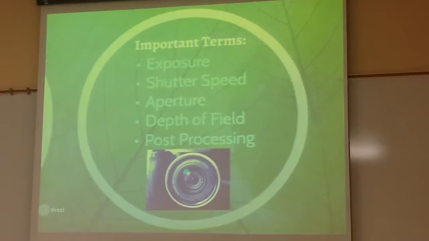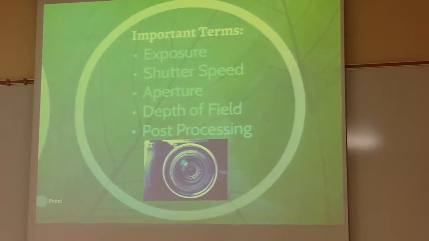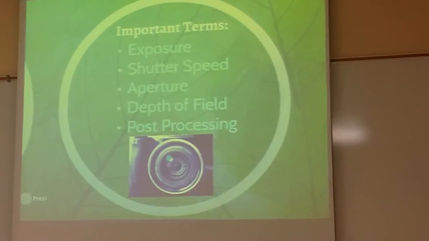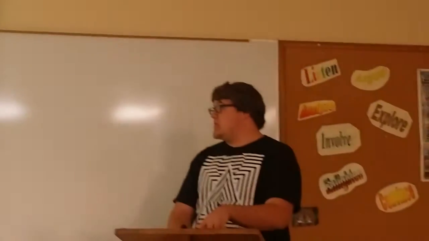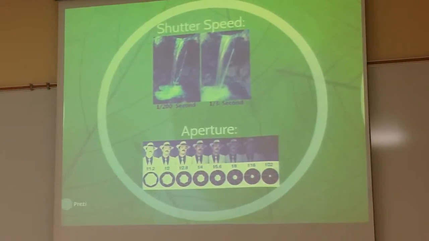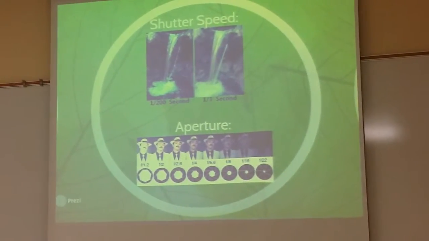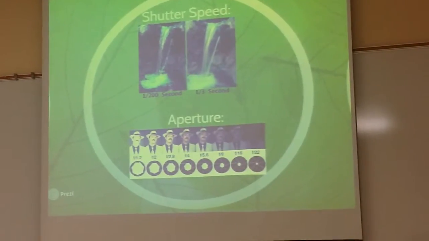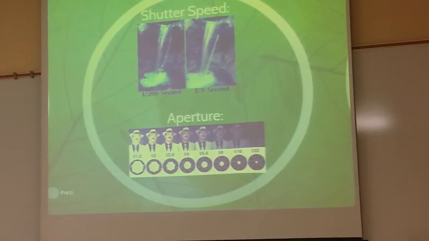So, important terms. Exposure is a very large term in photography. It's combined with shutter speed and aperture. Those two make up exposure. So shutter speed, for instance, is the speed that the camera takes the picture. So if you're shooting at 1/200th of a second, it almost stops the picture completely. Like a jet would be flying by, it would stop it instantly. But if you shoot at 1/3 of a second, it'll blur it because it'll keep the picture open longer to capture.